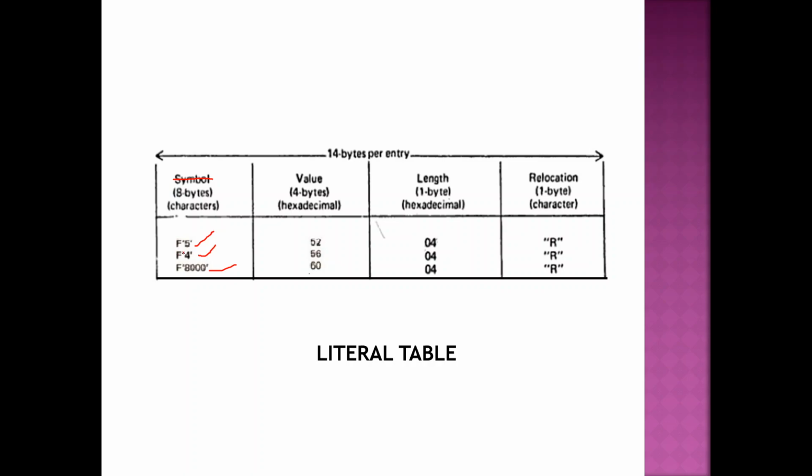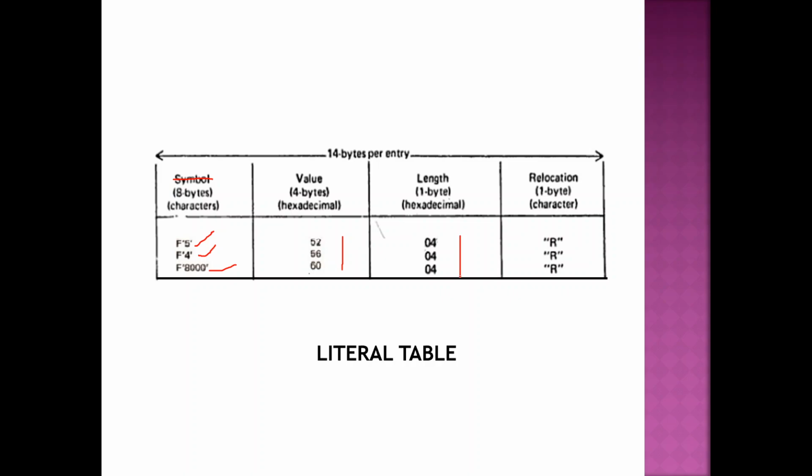So this is a literal. This is a literal. F8 8000 is a literal, and 8000 is the value, stored. These are the addresses wherever these literals are going to be stored, the address location, same as that of a symbol. Length, again, is whatever you are declaring; that is going to give you the length.